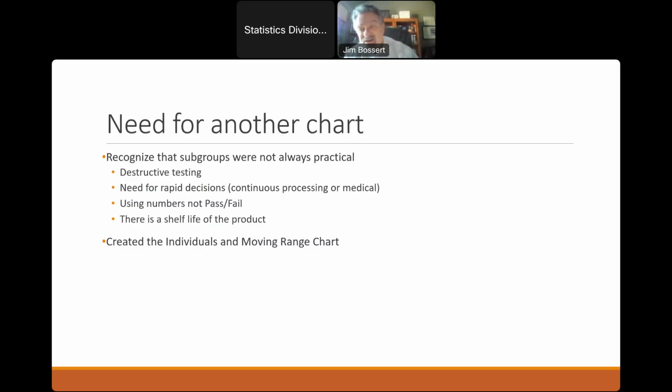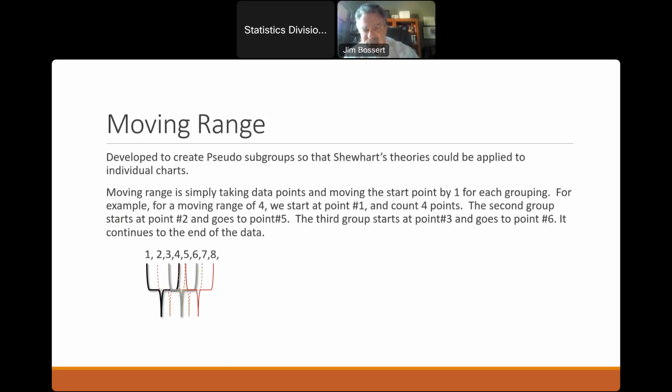So they created a chart for individuals with a moving range. And the concept of a moving range was very intriguing to a lot of people, because they looked at it and asked, what are you trying to do here? Well, what Shewhart wanted to do was create what they called pseudo subgroups, or fake subgroups. A moving range just takes a number of data points. If I have a moving range of 4, like I have in an example here, I'm going to start with 0.1 and go over 4 points.